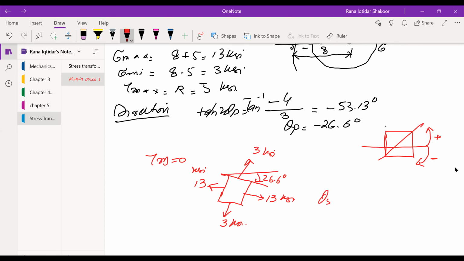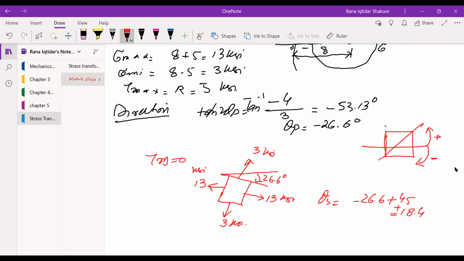Theta s plane, right? This was theta p, the principal normal angle, and this is the shear normal angle. So whatever angle theta p is coming, you add 45 to it. For example, in this particular case, minus 26 plus 45 will be 18.4, right? So it will be a positive one.